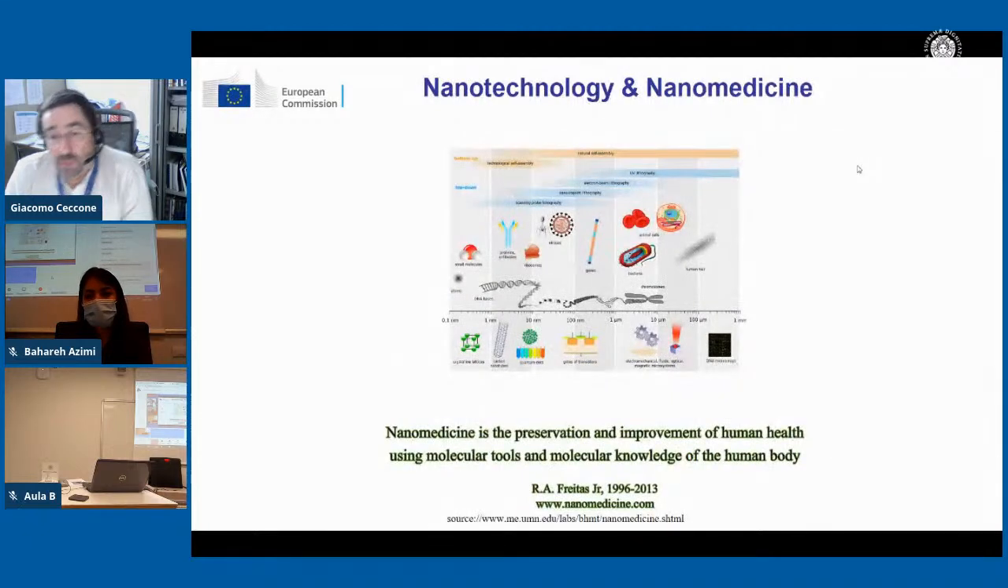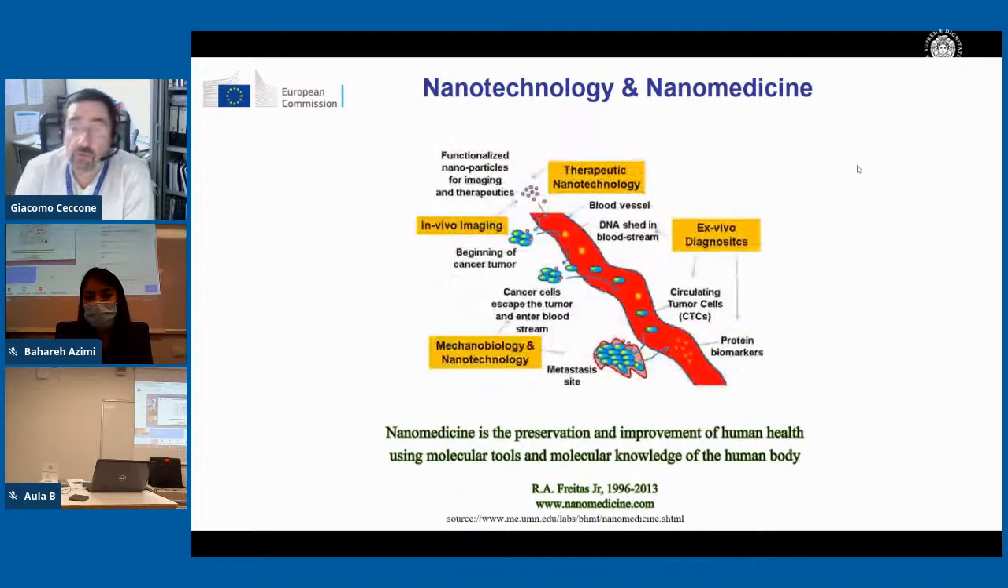So, nanotechnology and nanomedicine: why were people interested in using them? Simply because the dimension of the nanomaterials, and in particular the nanoparticles, is very similar to the dimension of biomolecules that are moving in the cell and in the human body. So the idea was essentially to use nanoparticles for therapeutic nanotechnology, diagnostics, in vivo imaging, and also drug delivery.